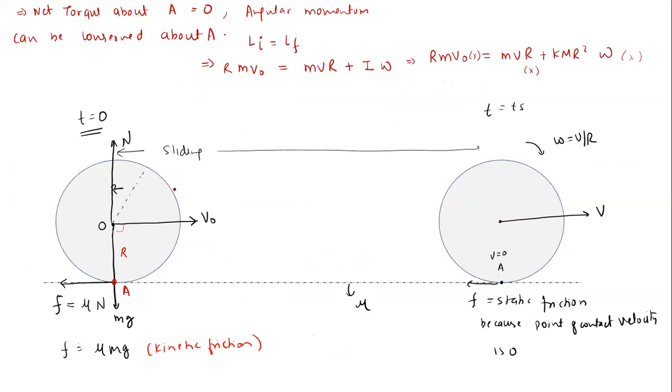Fine. Now just think of the torque. Who is providing the torque? What is the torque of the friction force in this case? See, about the center, if you find the torque, then what is the r vector? The r vector is the radius of the body, and the friction force is acting on this side. So what is the torque by the friction? The torque by the friction will be equal to how much?